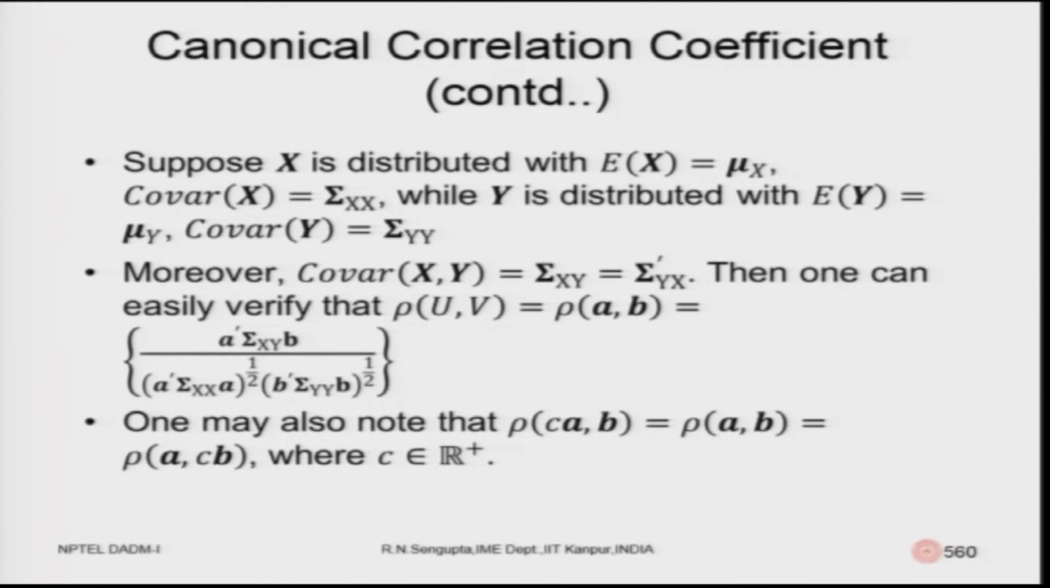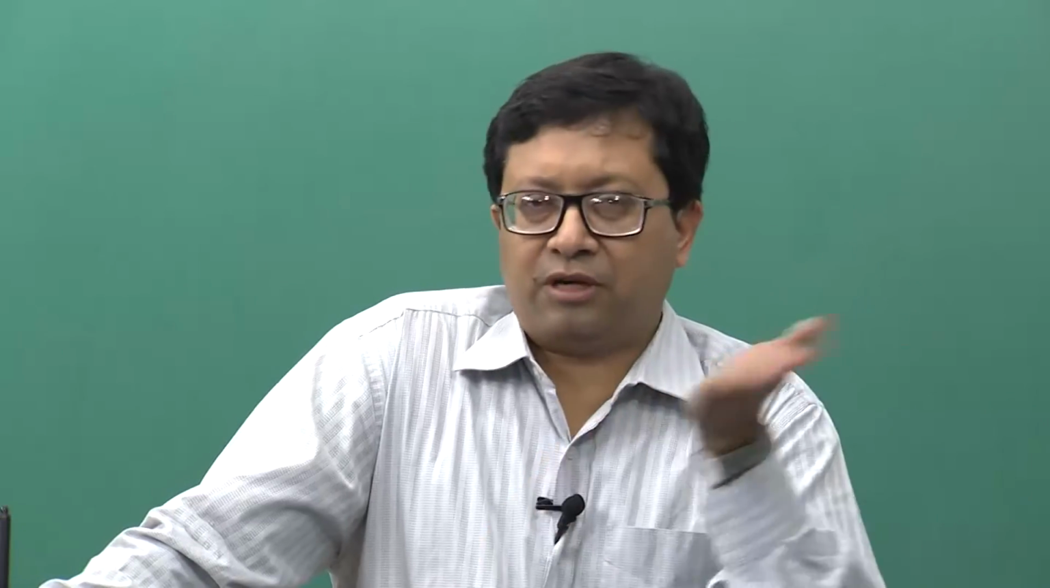Suppose x is distributed with an expected value of mu suffix x and y is distributed with the expected value of y being mu suffix y. The corresponding covariance of x is sigma suffix xx and the covariance of y is sigma suffix yy. Moreover, we will consider the covariance of x and y, given by sigma suffix xy or the transpose of sigma yx. Once you find the covariance of x to y and y to x, they are mirror images, because the diagonal elements are mirror images.